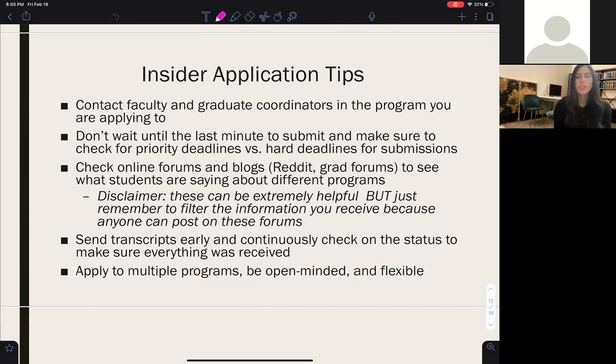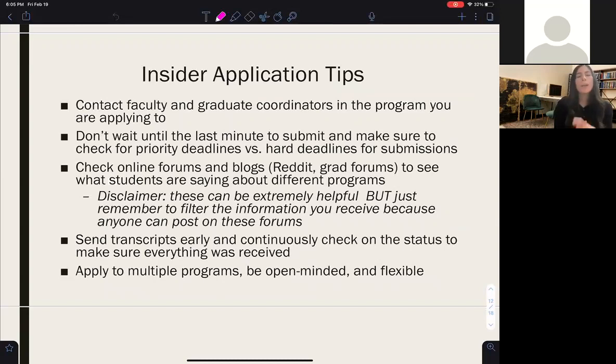Just like any other online environment, those are open to anonymous posting, or any person can post on there. So remember, that is not information affiliated with the program. It's really just an open blog posting site. So filter the information that you're receiving from there, but they can be helpful.